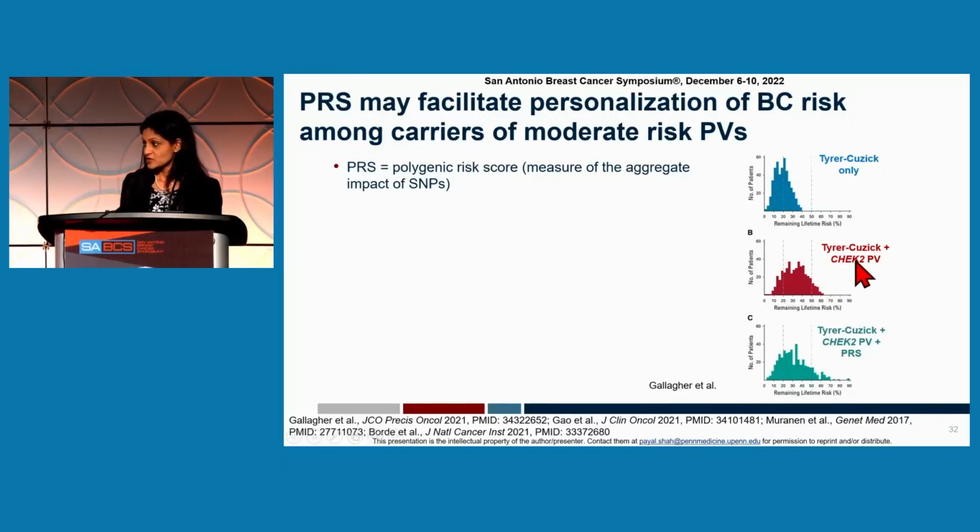When the presence of a CHEK2 mutation is added to this Tyrer-Cuzick modeling, you can see in red that the bell curve stretches out. That is, we have more precise estimates of the remaining lifetime risk. And when in green, we add polygenic risk scores to Tyrer-Cuzick modeling, as well as the presence of a CHEK2 mutation, we see that bell curve stretch out even more, so even more precise estimates of remaining lifetime risk.